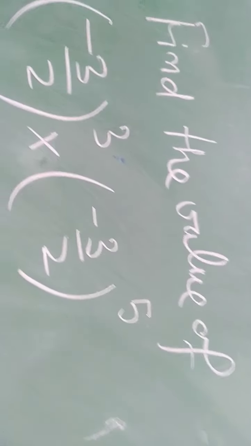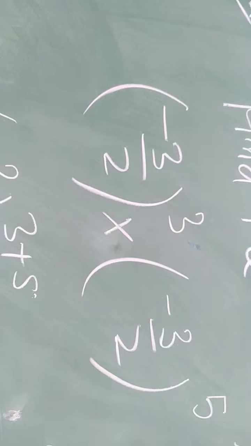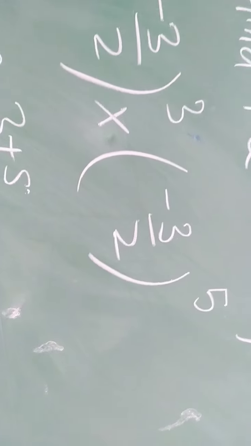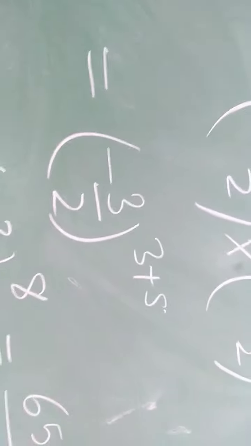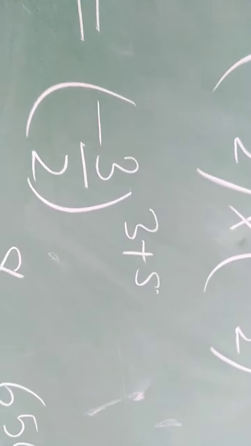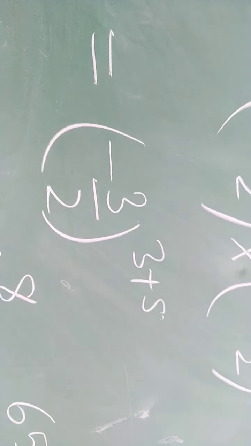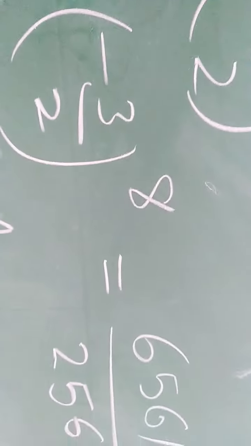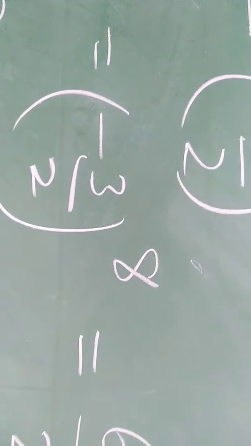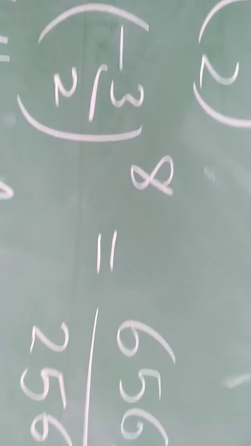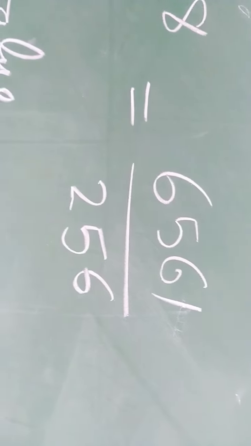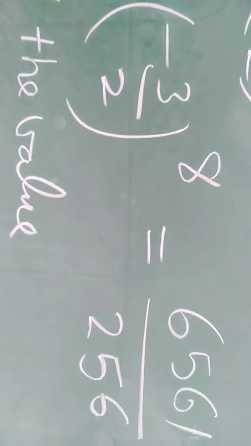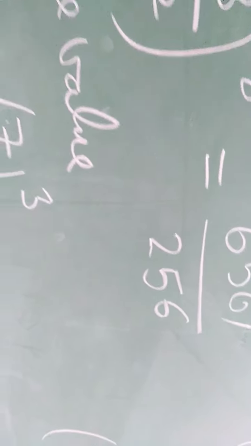Now come to question number 2. Find the value of (-3/2) power 3 into (-3/2) power 5. This is equal to (-3/2) whole power 3 plus 5. In the case of product, powers are added. This is equal to (-3/2) power 8. When we solve it, with power 8 the terms will be positive: 6561 upon 256. 2 power 8 gives 256.